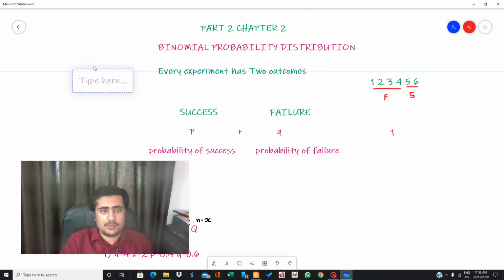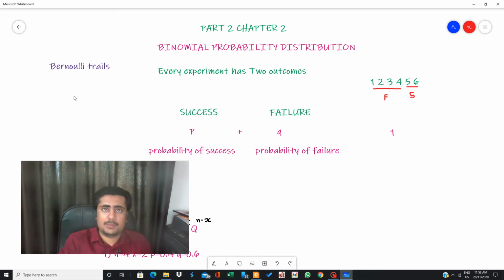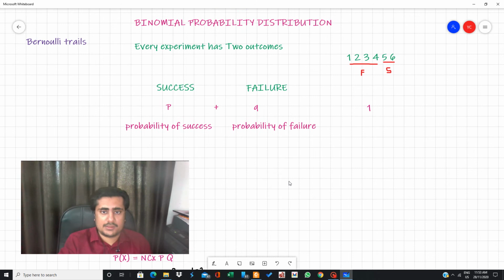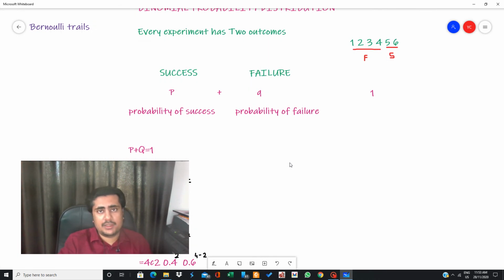Binomial distribution is based on an experiment which is known as Bernoulli trials. Now, what this Bernoulli trial says is that every experiment has two outcomes. That means only two things happen: either yes, or no. Either you pass, or you fail. So only two things are there in the result, that is success and failure. If the total probability is 1 and I am dividing it into only two parts, success and failure, then the total of success and failure will be 1. So P plus Q is 1.